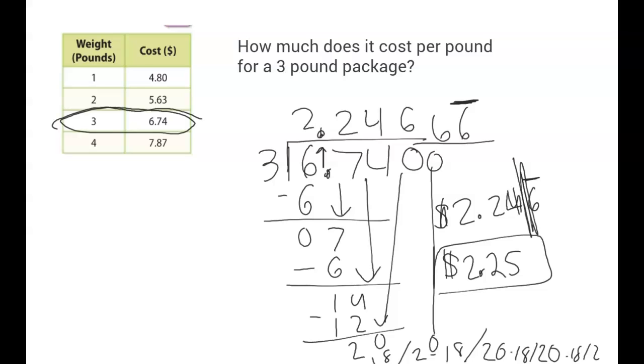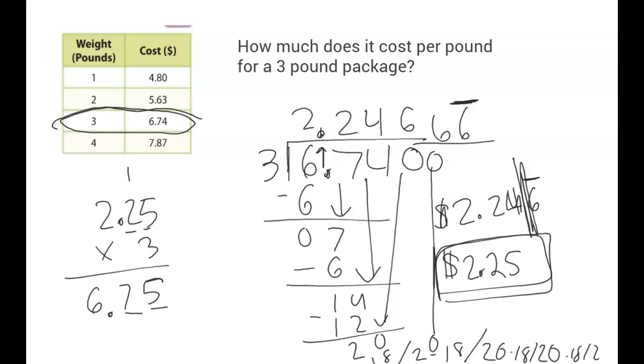I can check my answer by multiplying 2.25 times 3. 5 times 3 is 15, carry the 1. 2 times 3 is 6, plus the 1 is 7. 2 times 3 is 6. I'm going to place my decimal. I have 2 numbers behind the decimal, so I will have 2 numbers behind the decimal here. It's $6.75. So that's not exact because I had to round because I had this never-ending number here, but it is close to it. So that is our answer. It's $2.25 per pound.